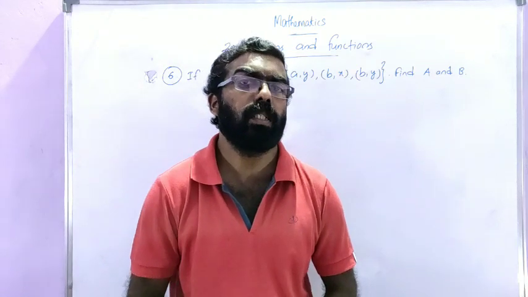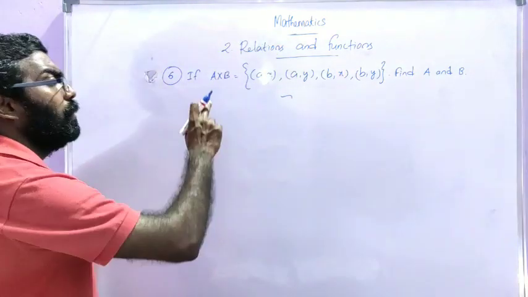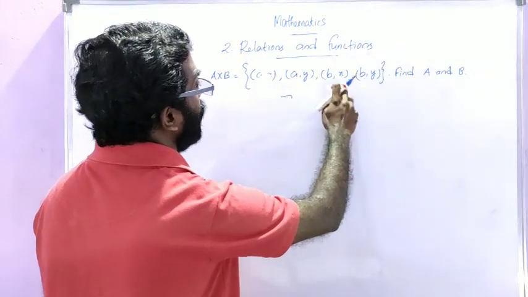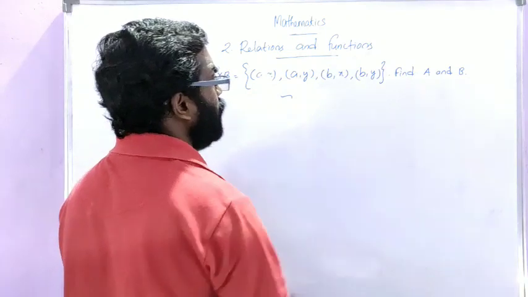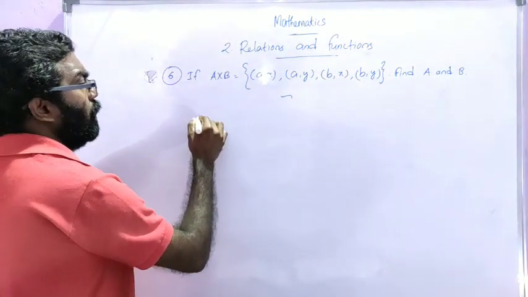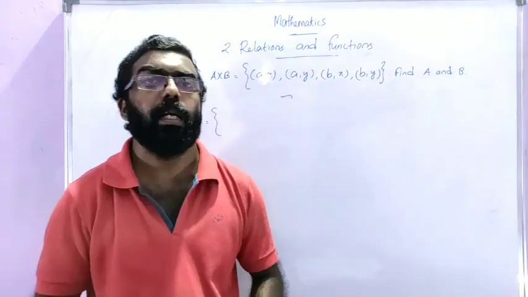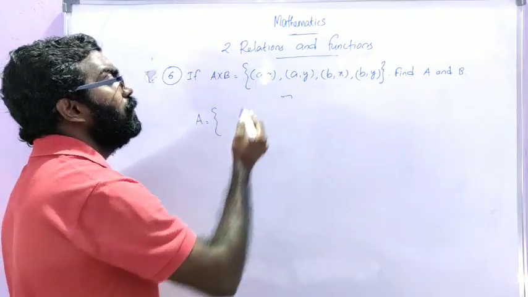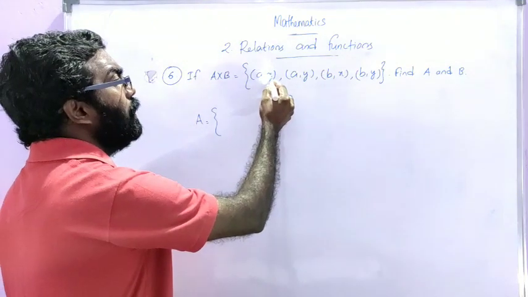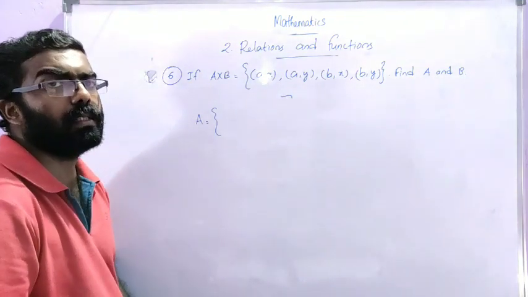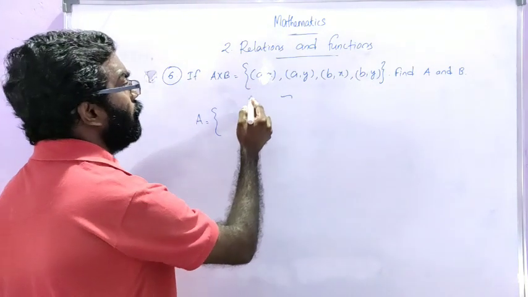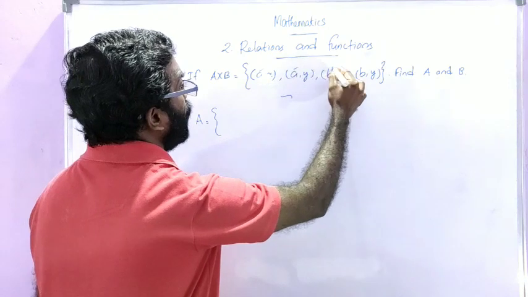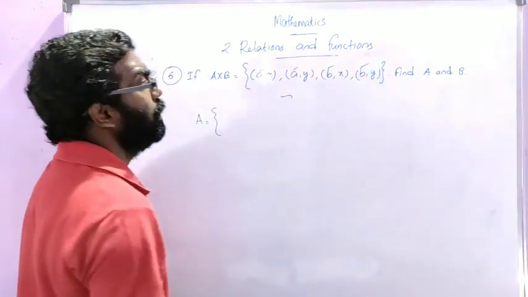Now we move on to question number 6. It's a very simple question. If A × B is equal to the set of all ordered pairs (a, x), (a, y), (b, x), (b, y), find A and B. In A × B, while writing an ordered pair, the first component belongs to the first set and the second component belongs to the second set. Okay. So here the collection of all first components gives the set A.